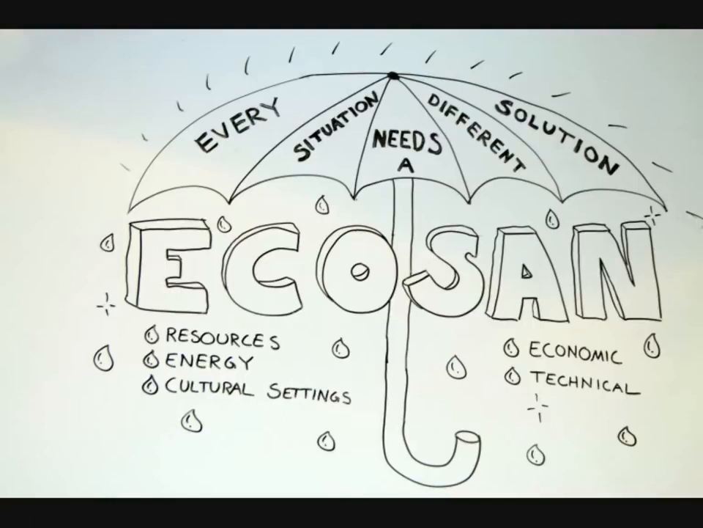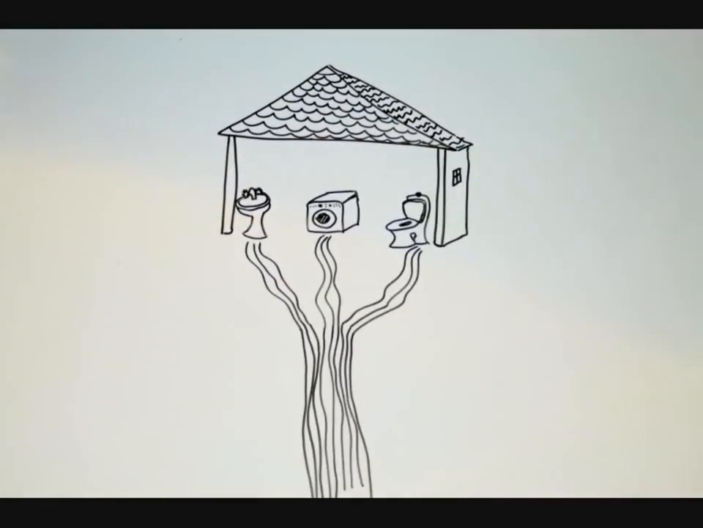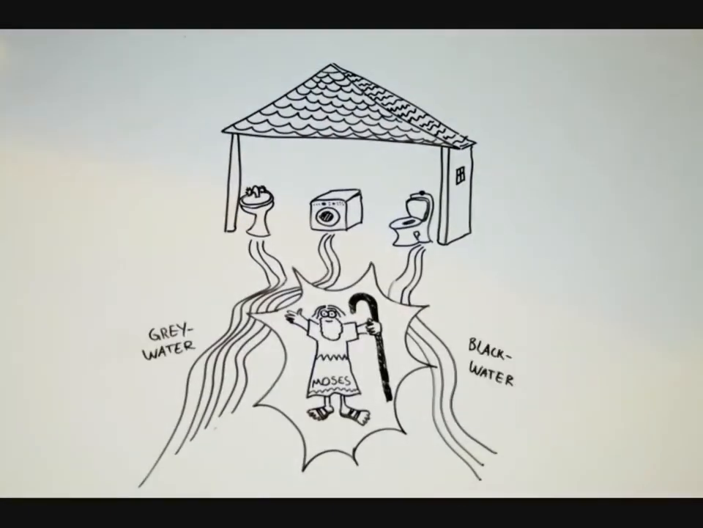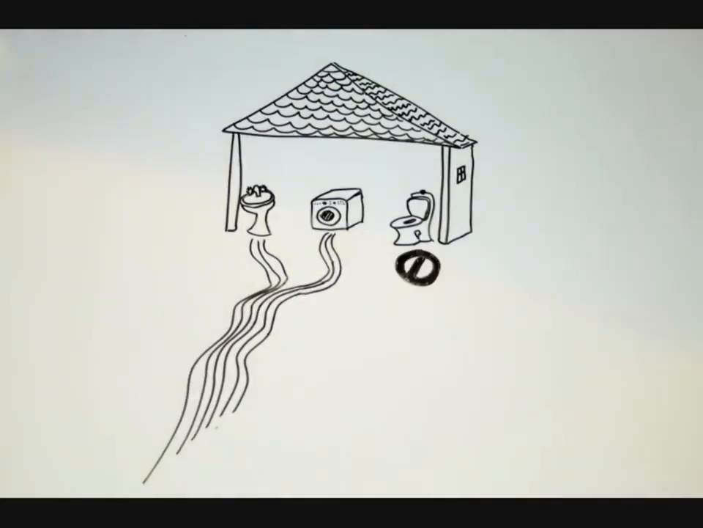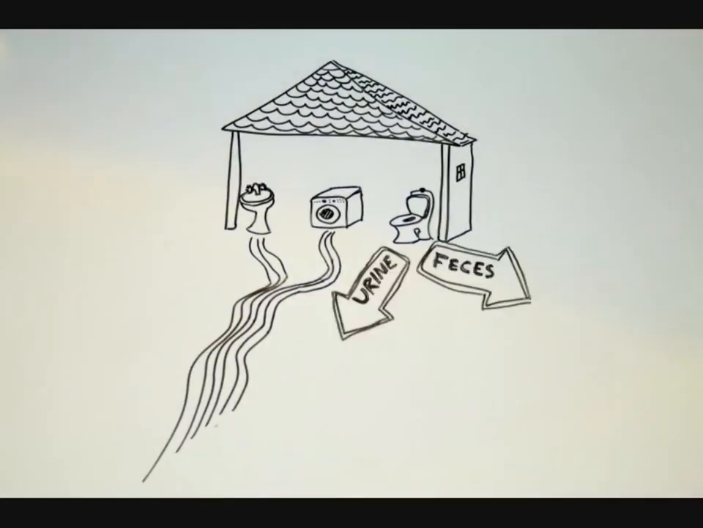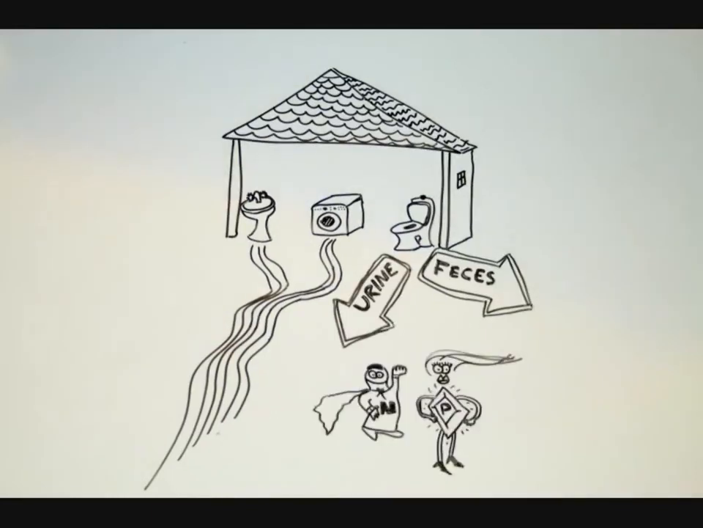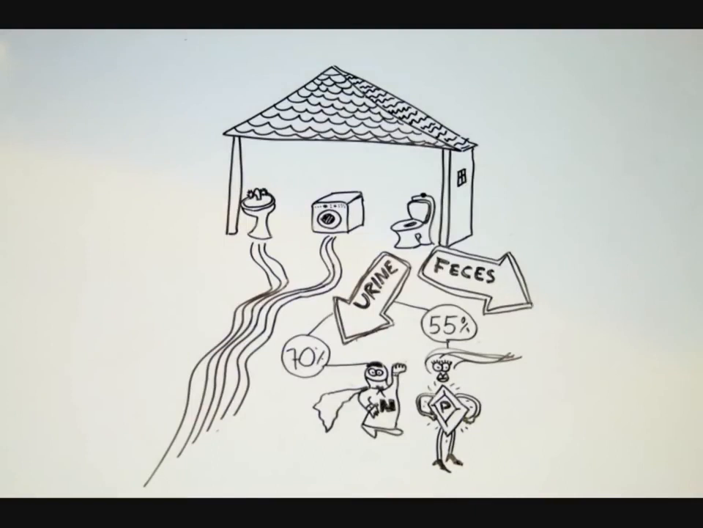What is needed is keeping things with different properties apart from the start. Water from your sink or washing machine should not be mixed with what comes out of your toilet. In fact, no water needs to be mixed into your toilet at all. Urine could also be separated from feces in the toilet bowl, since it is in urine that most of the nutrients are, and urine is generally free of bacteria.